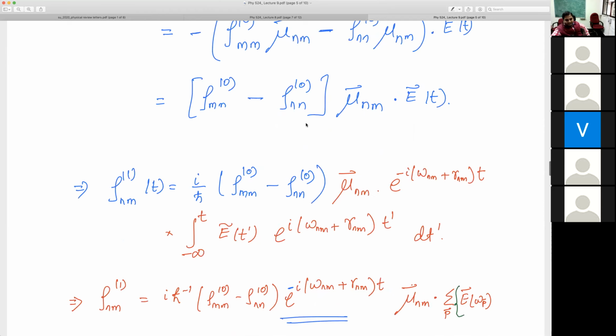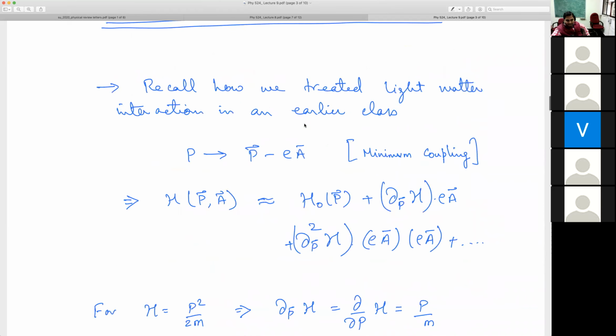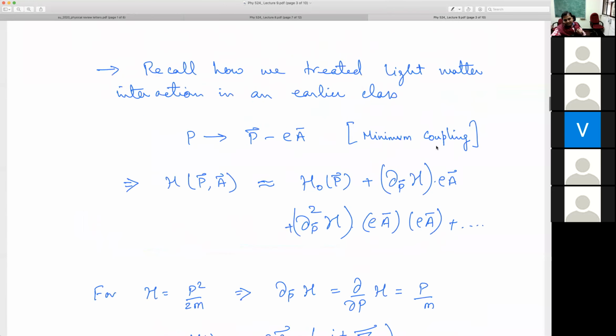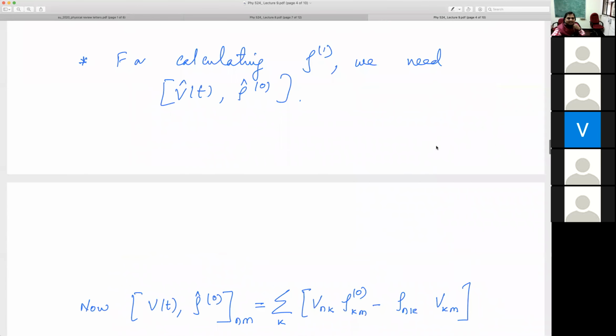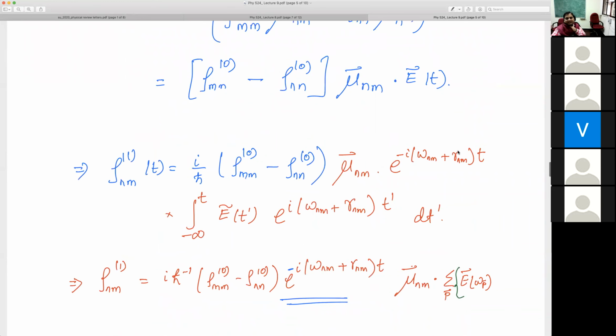Once I have this, I can take my rho 1 equation, which I had just rewritten here. This equation we had solved in the previous class, and we revised it in the beginning. So I take that equation and I just substitute this calculation, whatever I have calculated.